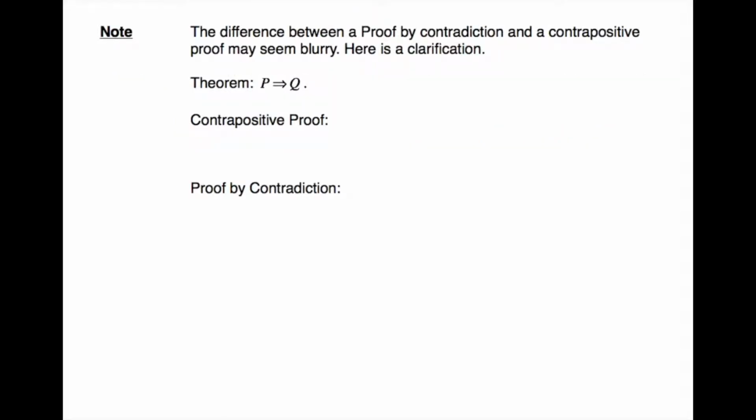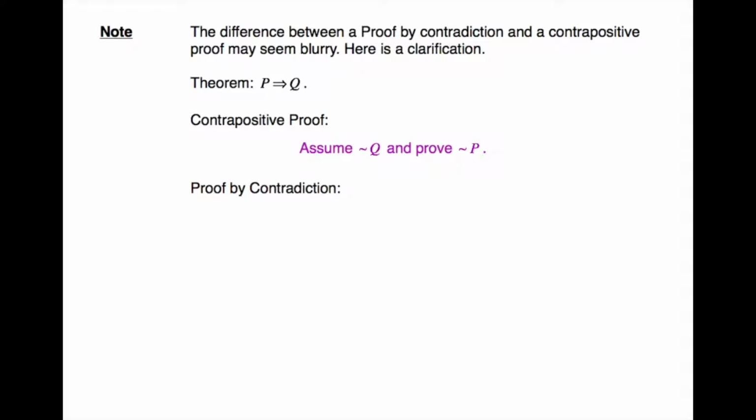You may have been wondering about the clear difference between contrapositive proofs and proofs by contradiction. So here in this note, I want to address this issue. And so we will assume that we have a theorem if P, then Q. If we were to prove that theorem using contrapositive proof, we would assume not Q and prove not P. This is simple and it never changes.